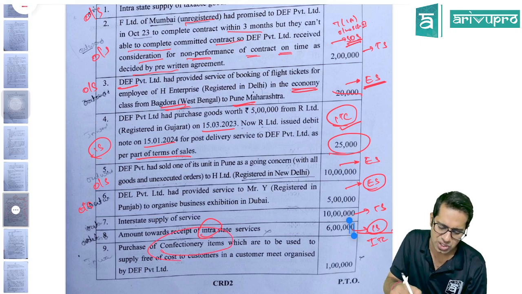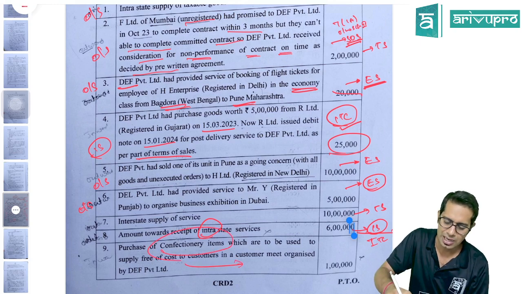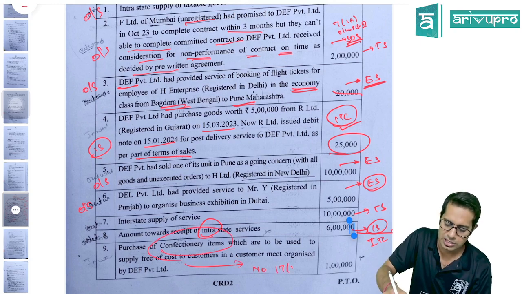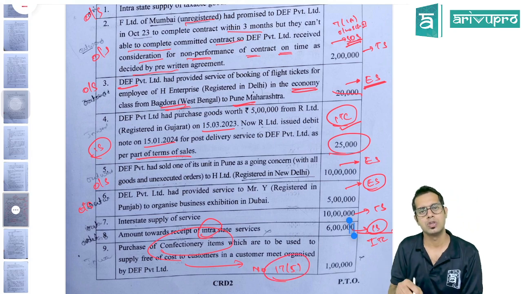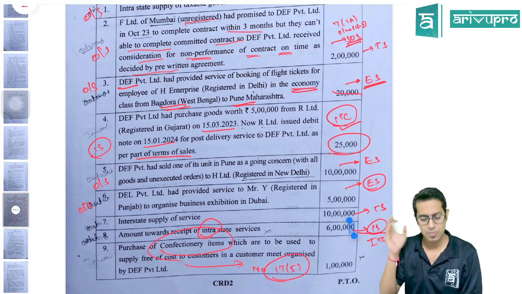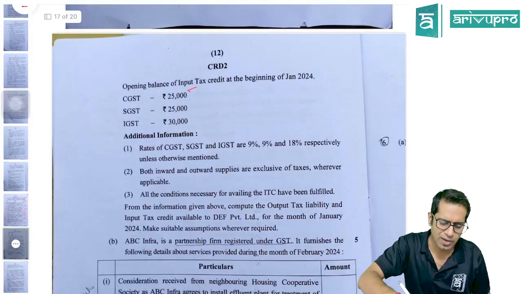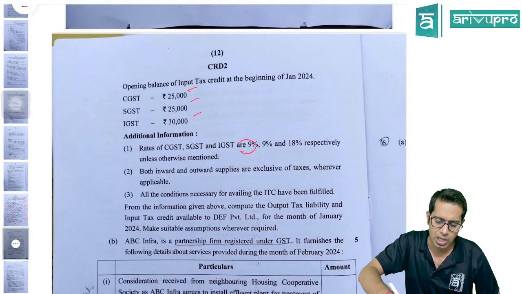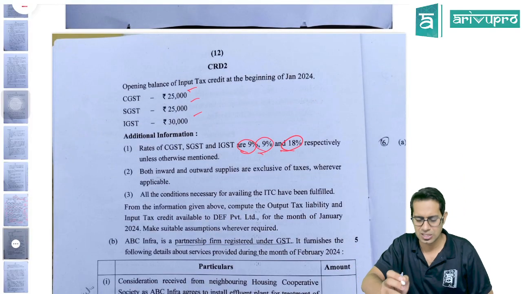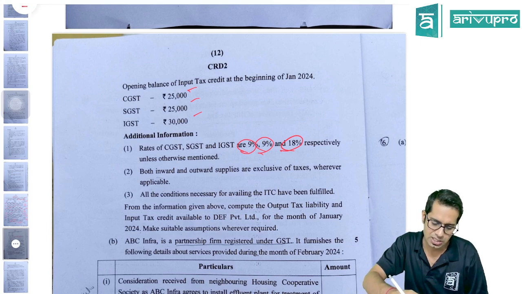Purchase of confectionery items. Without seeing anything else, I'll directly say no ITC, because it is blocked under section 17(5). ITC on food, beverages, restaurant, etc. is blocked under 17(5). So the confectionery item is blocked. They have given your opening ITC. They have told your tax rate is 9% CGST, SGST and 18% IGST.